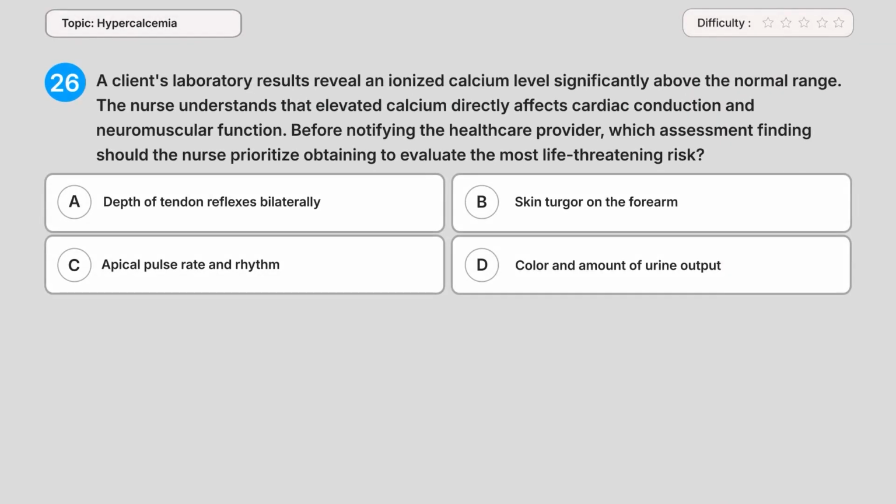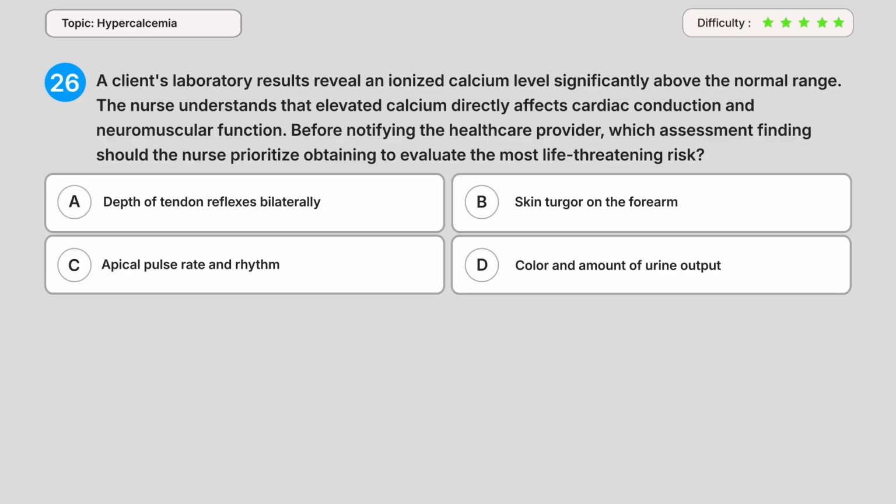26. A client's laboratory results reveal an ionized calcium level significantly above the normal range. The nurse understands that elevated calcium directly affects cardiac conduction and neuromuscular function. Before notifying the healthcare provider, which assessment finding should the nurse prioritize obtaining to evaluate the most life-threatening risk?